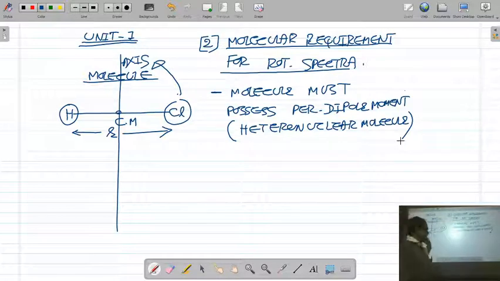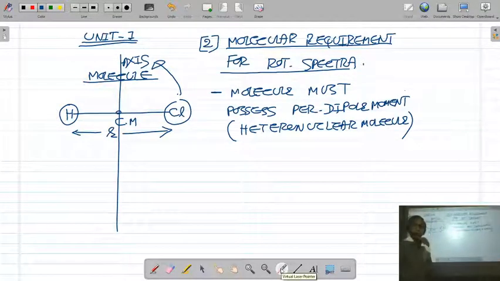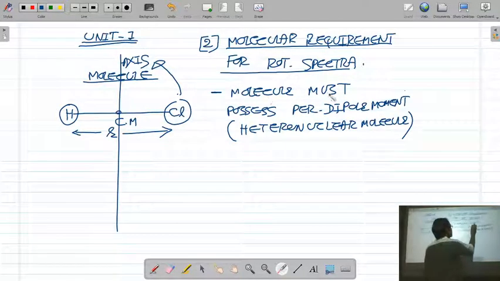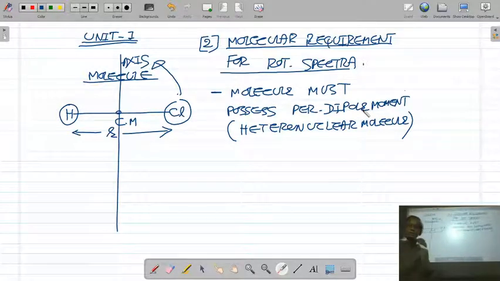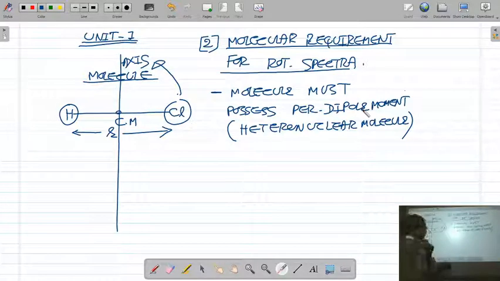So this is the basic requirement for the rotational spectra, that the molecule must possess a permanent dipole moment. Heteronuclear molecules can give the rotational spectra, but homonuclear molecules do not, because they don't have the permanent dipole moment.